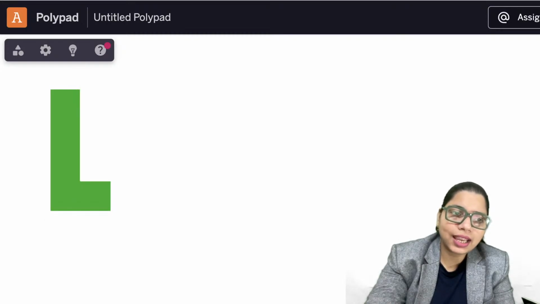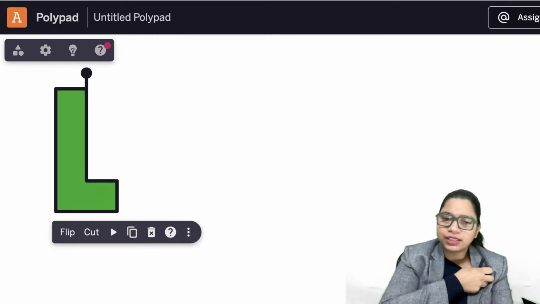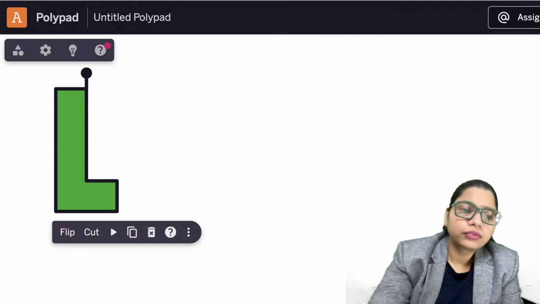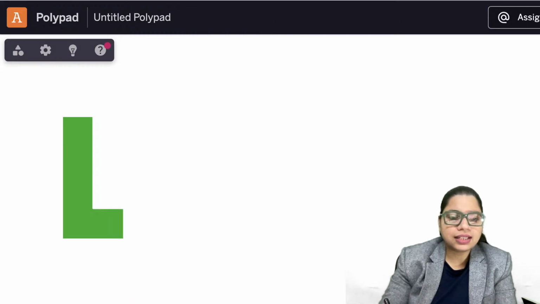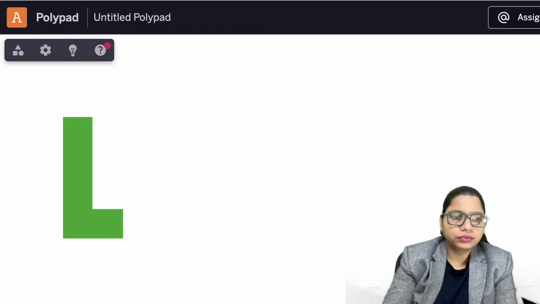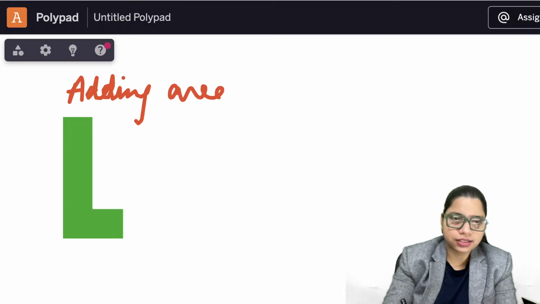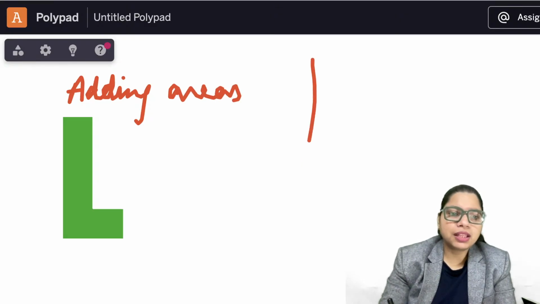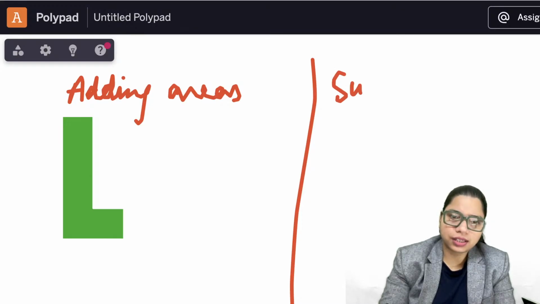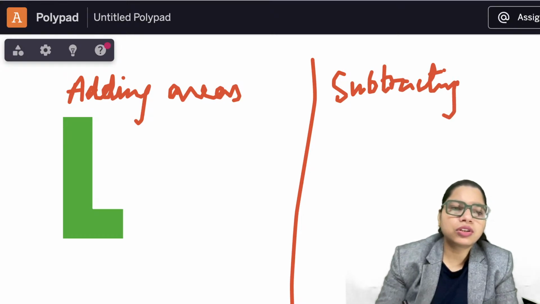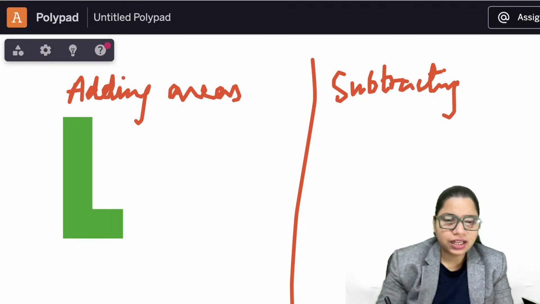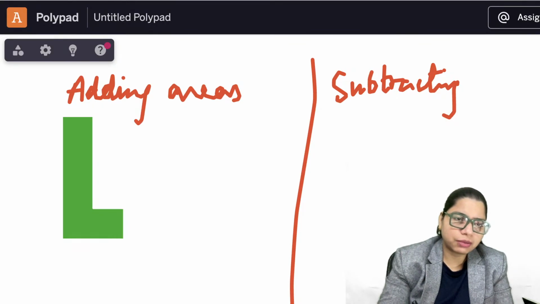When we have to find out the area of the rectilinear shape, I'll be explaining two methods, whatever makes sense to you. We go with the first method, that is called adding areas. And the second method is subtracting areas. Not substituting, subtracting areas. So the adding method or the subtracting method. Let's look at each of the methods one by one.